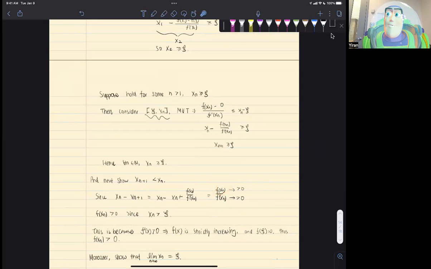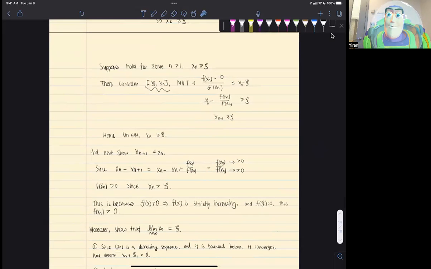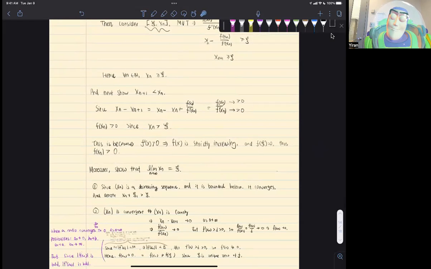But we know that every xn is larger than c, and c is the unique 0 of f. So everything on the right hand side of c is going to be strictly positive. Therefore, the whole thing is positive. Therefore, xn is larger than xn plus 1 for every n. And we prove the first part of this part B.